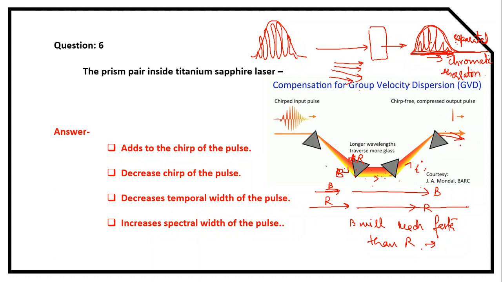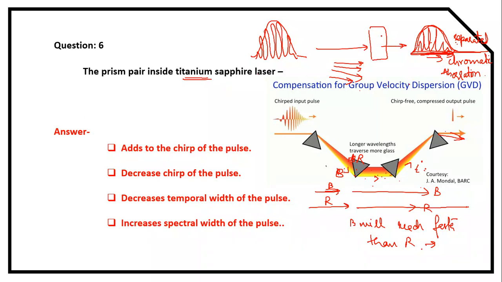Okay, so what is the purpose of this prism pair? In the titanium sapphire laser, actually, despite the Kerr lensing, when you get a mode locked laser beam, then also there are certain drawbacks.